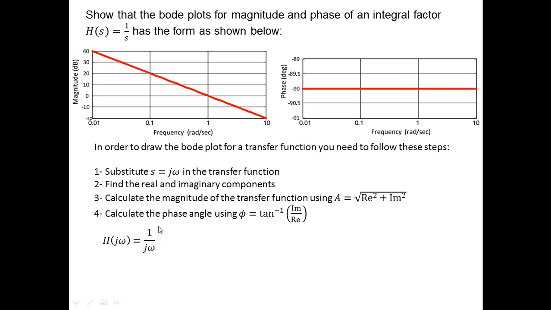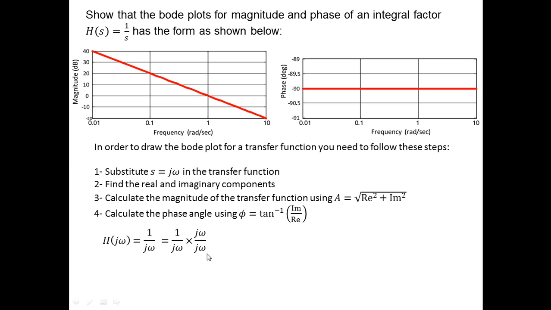The next step is to find the real and imaginary components. In order to find them, I multiply the transfer function by j omega over j omega in order to get rid of the j in the denominator. You need to keep in mind that in order to find the real and imaginary parts, we need to get rid of the imaginary part in the denominator. We need to have just the imaginary part in the numerator.